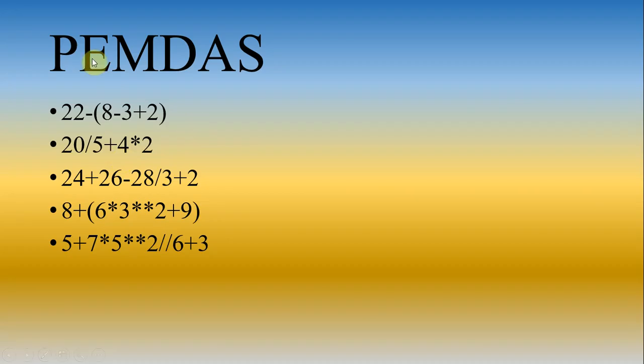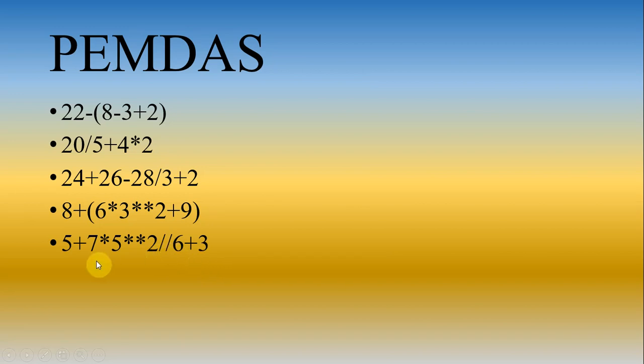Okay, so we check. Do we have a parenthesis? No, we don't. Do we have an exponentiation? Yes, we do. So first we calculate that. 5 to the power 2 or 5 raised to 2 will give us 25. We store 25, then we check. Do we have a multiplication or a modulus? Yes, we do. But I told you multiplication, modulus, division and floor division have the same priority. I can see a multiplication as well as a floor division.